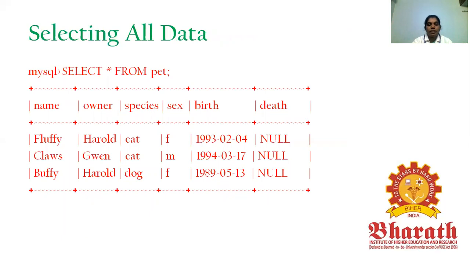Selecting all data. Yes, we have created the database, created the table, and inserted all the rows into the table. Next step is selecting all data. If I need all the table information, I simply use star. Star indicates all the attributes, meaning all the column names. Select star from pet retrieves all the column values from the table pet.